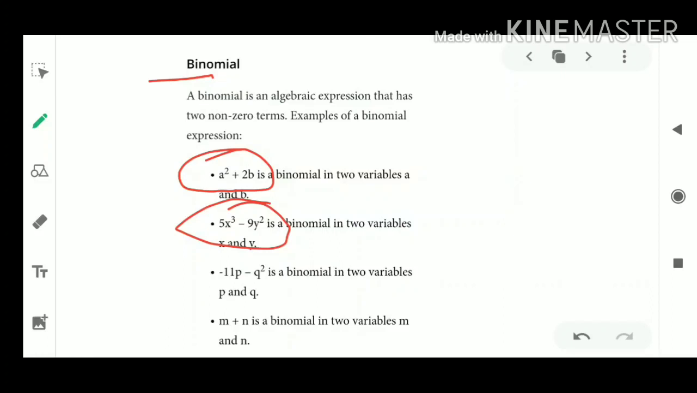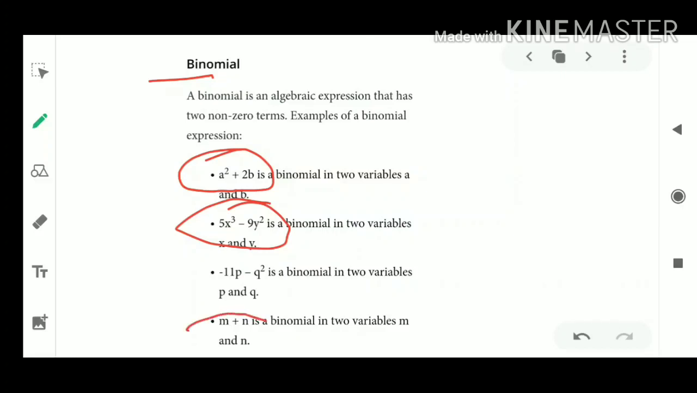How many variables are there here? Two variables. What are the two variables? x and y. Here, minus 11p minus q square. Here also same, two terms. Minus 11p one term, minus q square one term. So it is a binomial. And how many variables? Two variables. They are p and q.